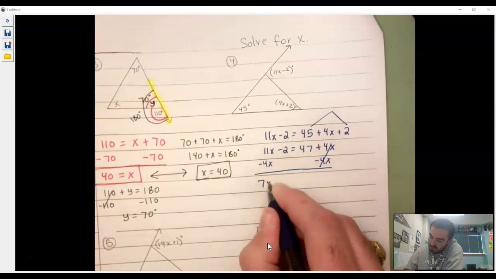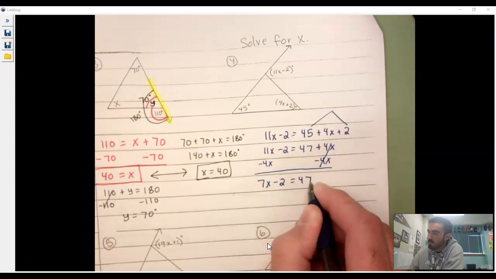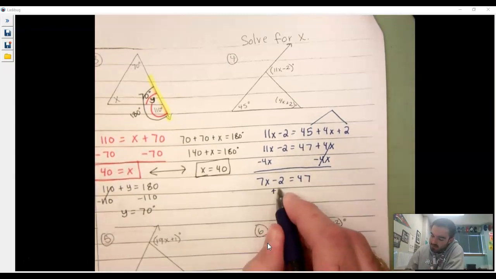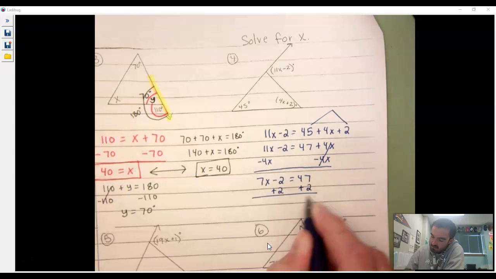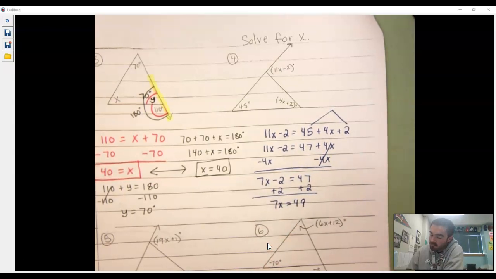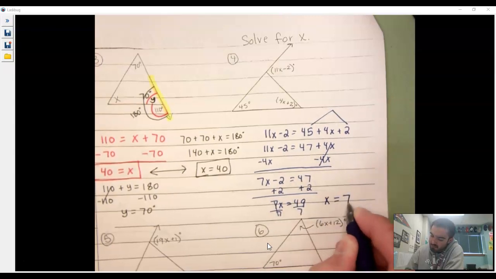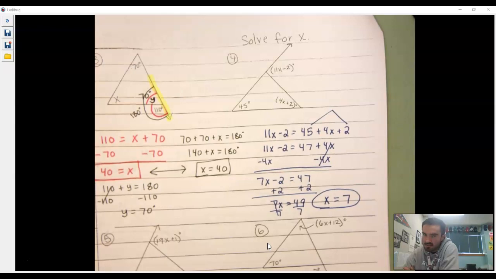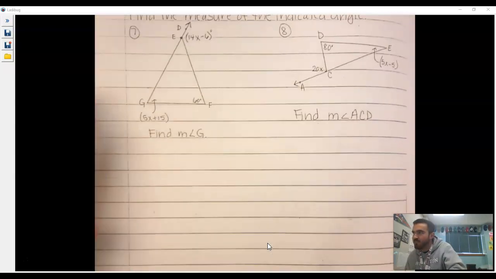I would get 7x minus 2 equals 47. I'm almost there. Now I want all my numbers on one side, so I would add 2 to both sides. 7x equals 49. Divide by 7. x would equal 7. Again, if you use this strategy that I used over here, we would come up with the same answer.